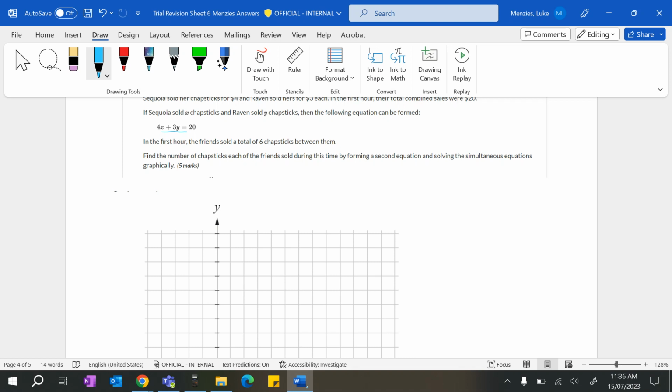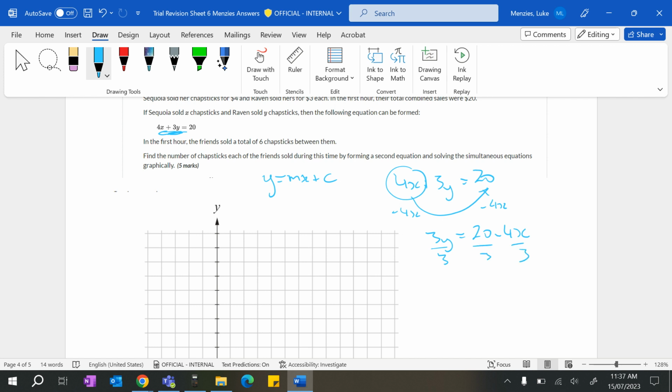Okay. So when you graph these things, you want it in terms of y is equal to mx plus c. So I want to rearrange this up here. So we've got 4x plus 3y is equal to 20. Then I want to get this 4x over this side. And how we do that, I'm going to subtract 4x from both sides. So I've got 3y is equal to 20 minus 4x. And then I've got to get rid of the 3. So divide everything by 3.